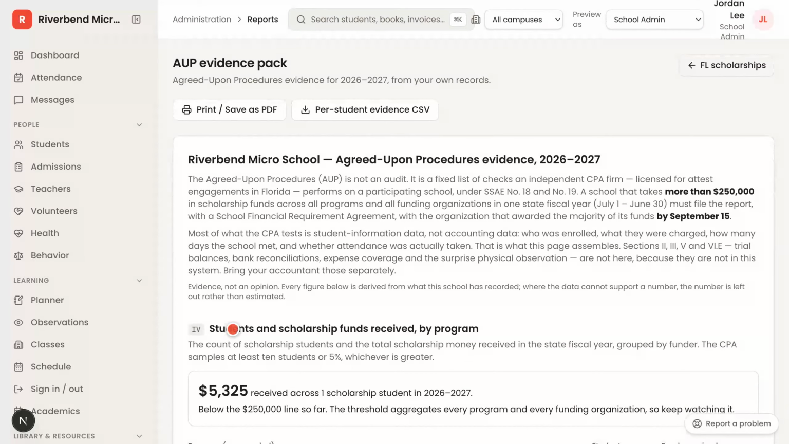In February, 7 Florida schools sued their scholarship organization over payment failures. Keep your own records.